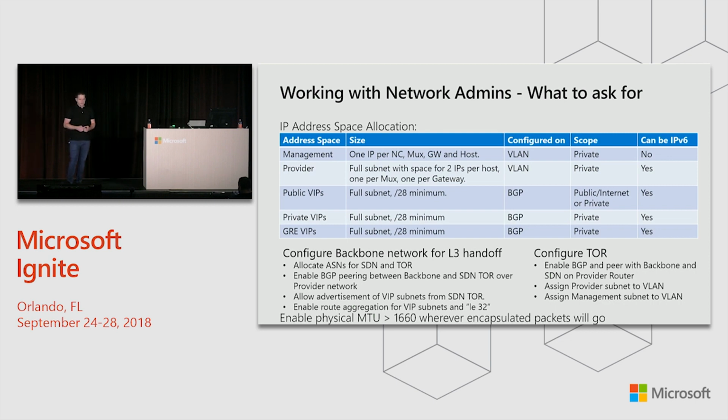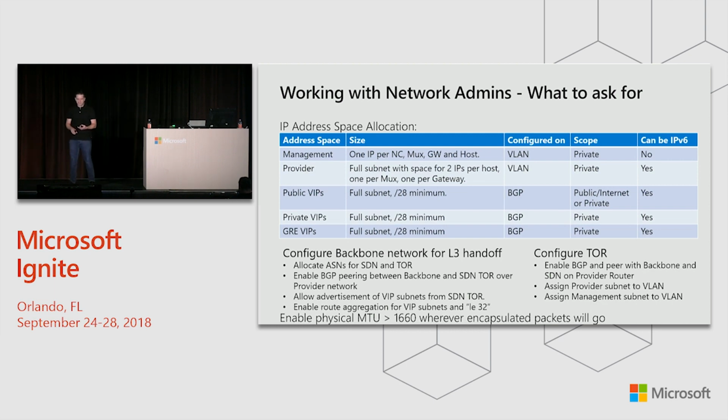Once you have the address spaces, then you need to talk to them about doing what's called a layer 3 handoff. This is really where the MUXs and the gateways in the SDN really look like routers to the rest of the physical network. And so those routers need to send layer 3, and the network teams often call that a layer 3 handoff, where you're basically setting up the physical network to say, okay, my next hop for this subnet is down in my SDN environment. And that's really the extent of what the network team needs to do, right?